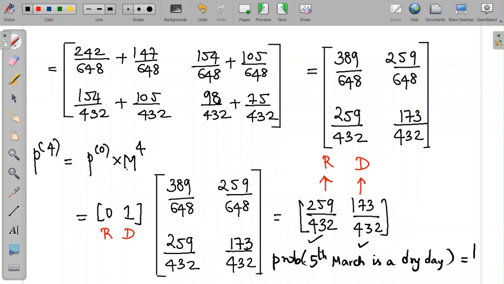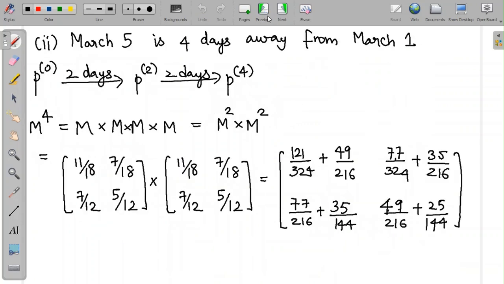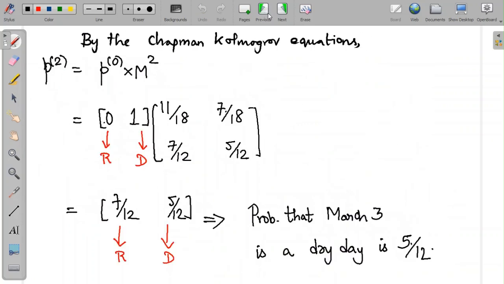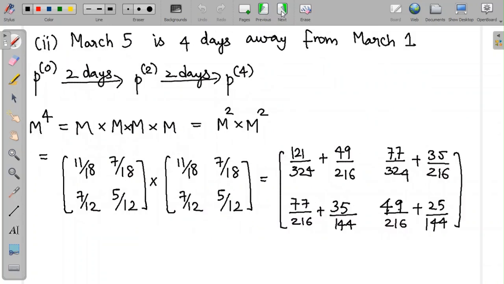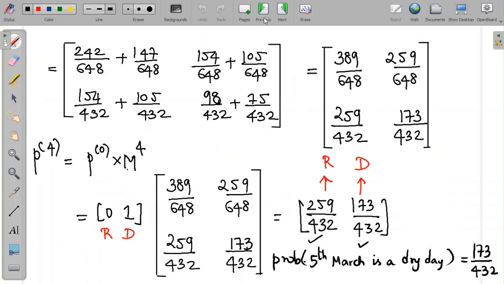It's 173 by 432. So these two calculations were easy because we found the parts of the transition probability matrix according to the requirement. In one case, we found the square, and in the other case, we found the fourth power of the matrix. That was pretty simple. But this may not always be the case. We may have a transition probability matrix of a bigger order.